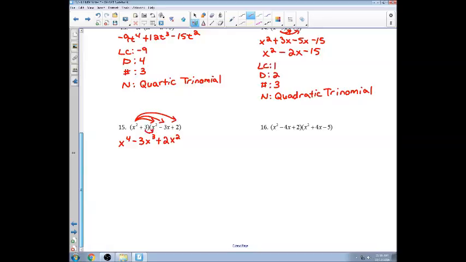And I have 3 times x squared, which would be positive 3x squared. 3 times negative 3x would be negative 9x. And 3 times 2 would be positive 6.